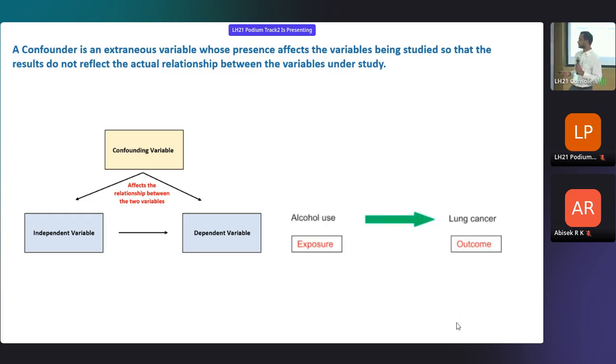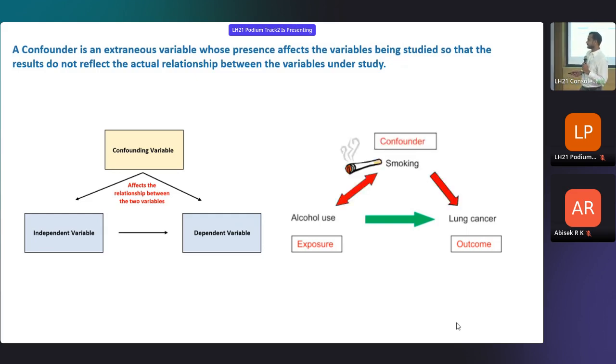If we look at an example, if we want to understand the causal effect of alcohol use on lung cancer, whether alcohol use is really causing lung cancer, there may be a confounder called smoking, which could affect both of them. Smoking might force you to have alcohol use, and smoking might also have an effect on lung cancer. So smoking is a confounder here.